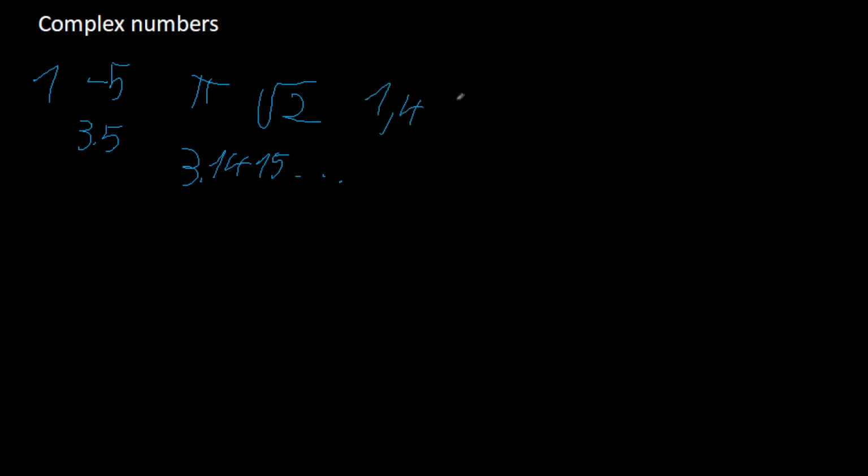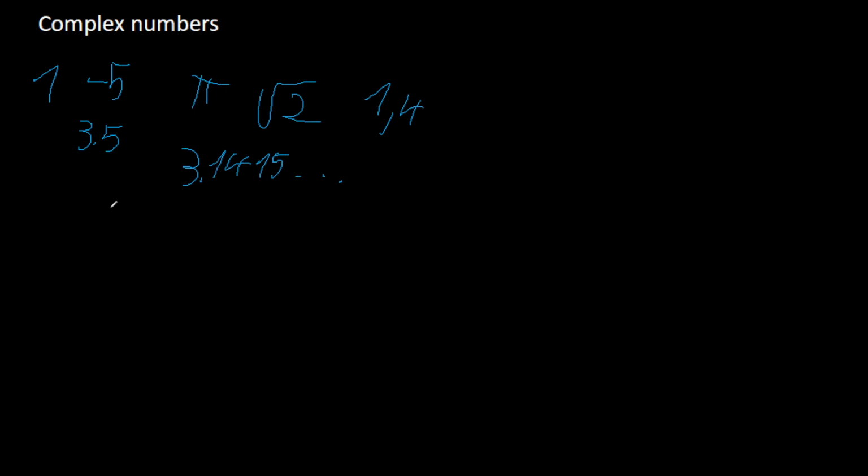Today I'll be covering complex numbers, and you'll see they aren't quite as complex as the name implies. We'll start with normal numbers like 1 or -5, 3.5, pi, square root of 2. These are all normal numbers. You can give them a value, like pi is 3.1415 and so on. Square root of 2 is 1.4 something.